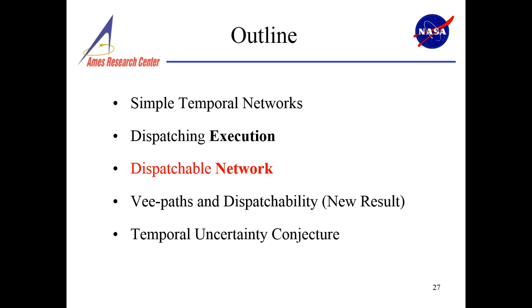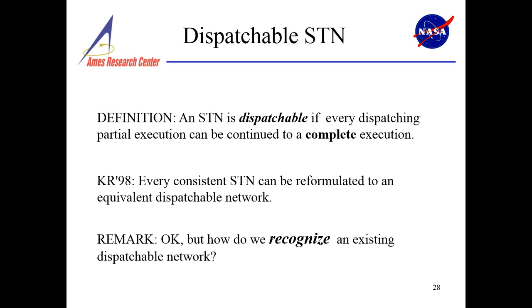So what is a dispatchable network? Well, the definition is it's dispatchable if every dispatching partial execution can be continued to a complete execution. That is, we never get into trouble. Now, in the KR98 paper, it was shown that every consistent STN can be reformulated as an equivalent dispatchable STN, and a more efficient version of the algorithm was presented in the AAAI 98 paper.